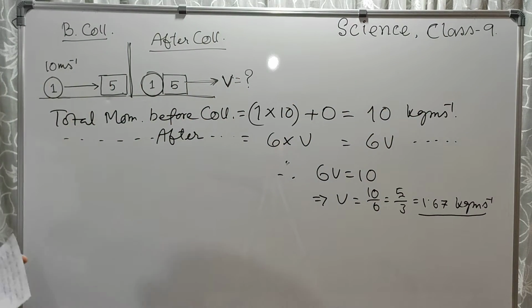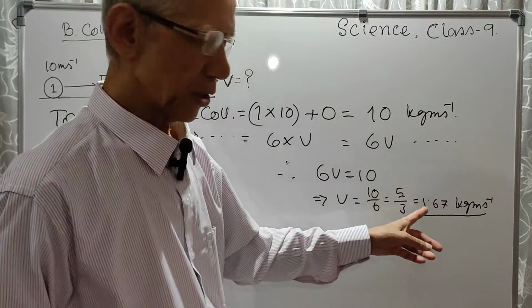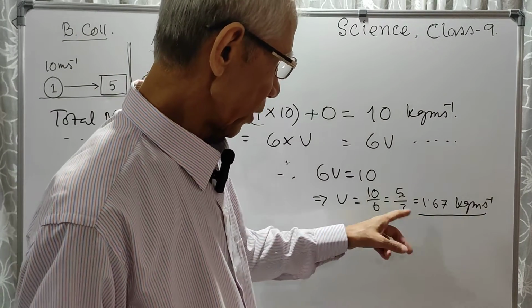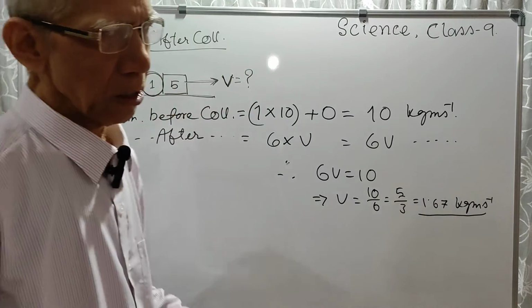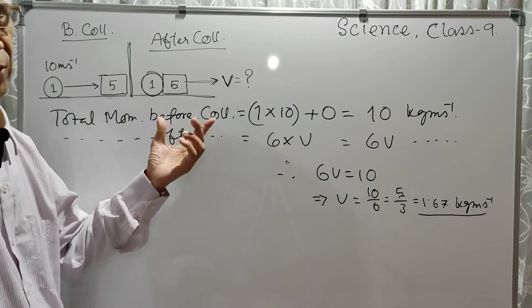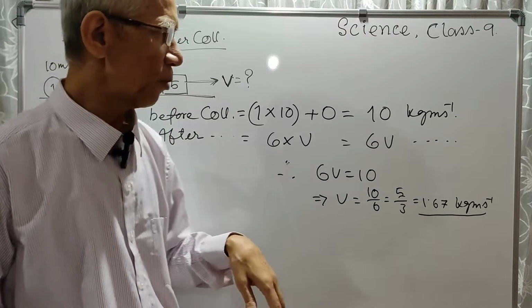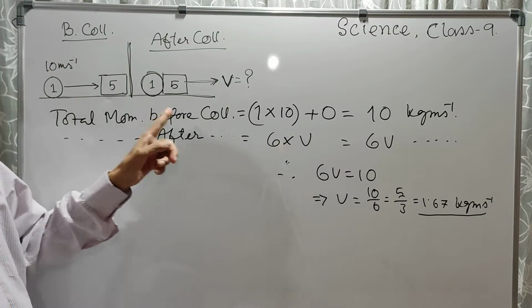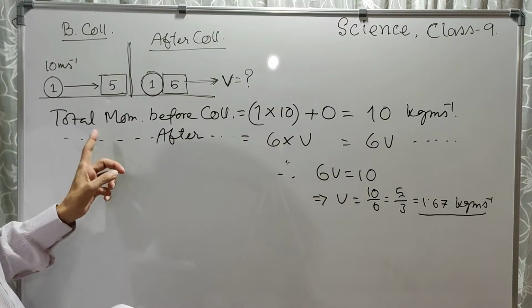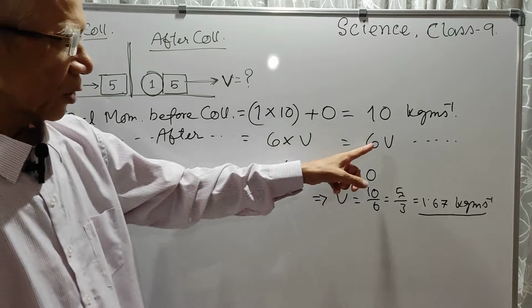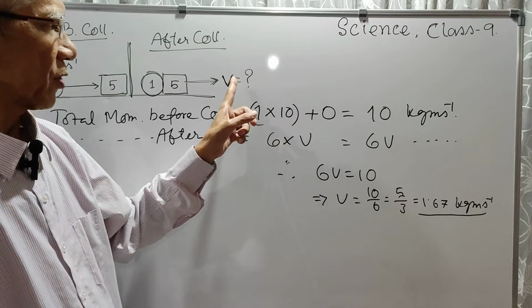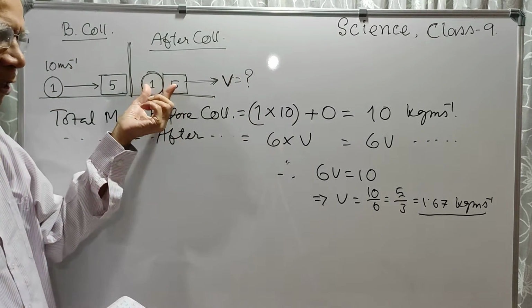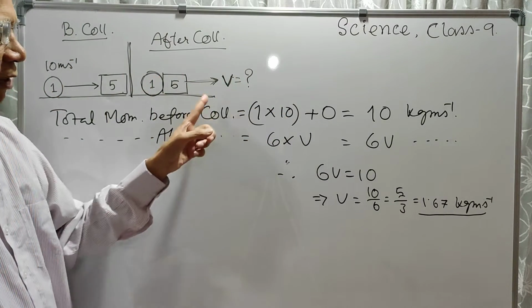So 5 by 3 you have to convert to decimal, approximately 1.67. To do this sum, you have to use the principle of conservation of momentum, that is, total momentum before collision is always equal to total momentum after collision. So equating these two, we get the value of v, and this v is the common velocity. So they stick together. So this combination moves together with what velocity?